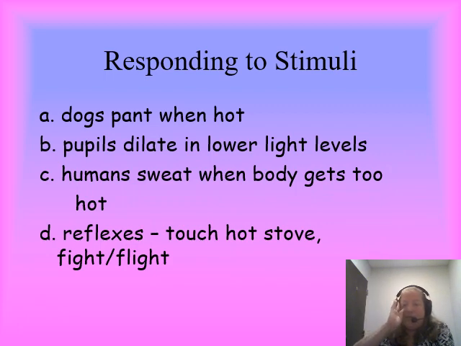Some other examples: dogs will pant when they're hot to cool themselves down. When there's less light, our pupils will dilate, which means get bigger, to let more light in. We sweat when our bodies get too hot. And one that everybody probably knows because you've done it at some point in your life: if you touch a hot stove, your reflexes will pull your hand back. Then there's also the fight or flight reflex.